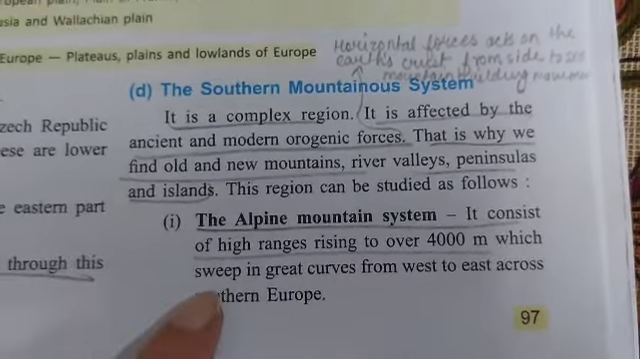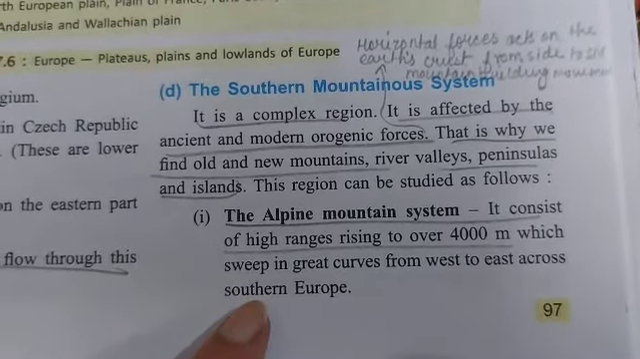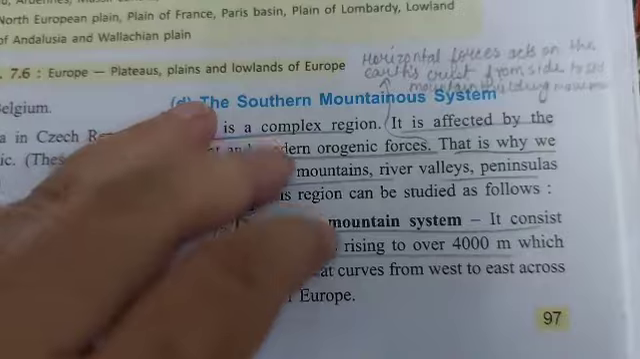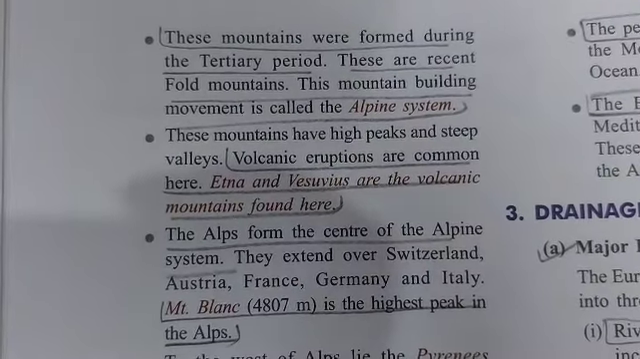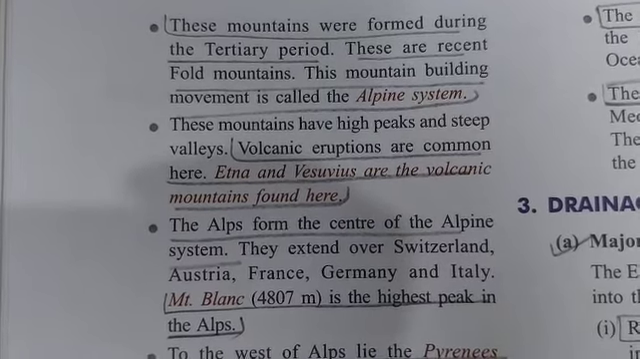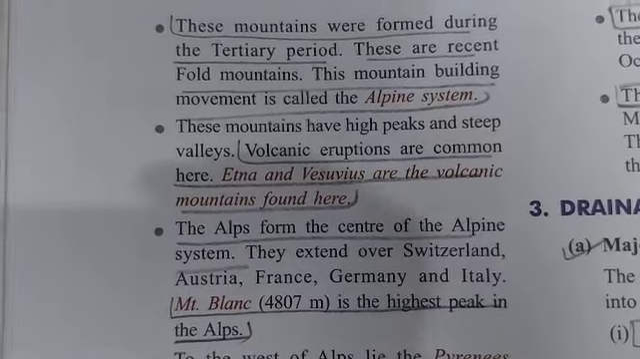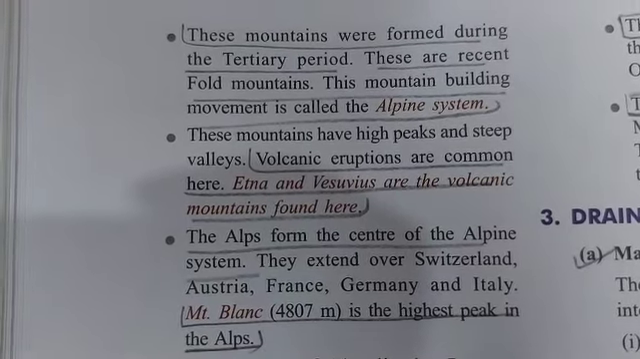This line is important, mark that. The mountains sweep in great curves from west to east across southern Europe. These mountains were formed during the Tertiary period. These are recent fold mountains. The mountain system formed is called the Alpine System. Please mark it. The mountains have high peaks and steep valleys.